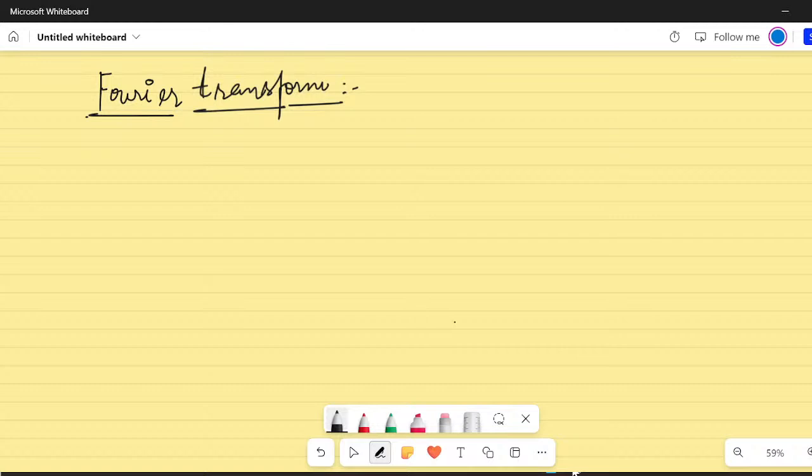We've done till now a good amount of properties, and today we are going to do something called Fourier sine transforms and Fourier cosine transforms. Okay, Fourier sine transforms and cosine transforms. So this is one thing.